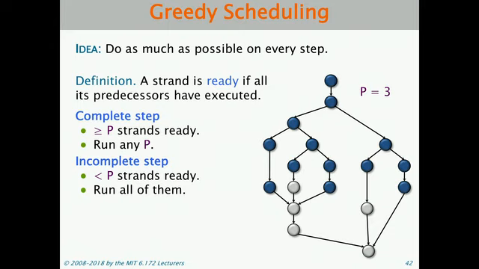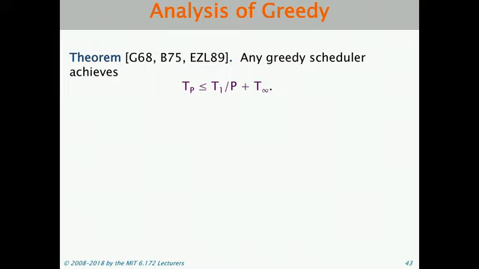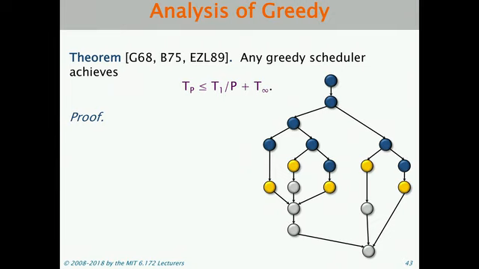Here we're going to use complete steps and incomplete steps to analyze the performance of the greedy scheduler. There's a famous theorem, which was first shown by Ron Graham in 1968, that says that any greedy scheduler achieves the following time bound: T_P is less than or equal to T_1 over P plus T_infinity. You might recognize the terms on the right-hand side. T_1 is the work, and T_infinity is the span that we saw earlier.